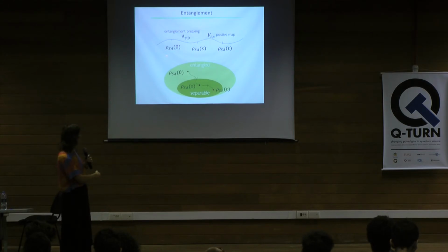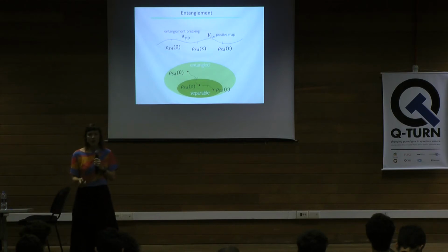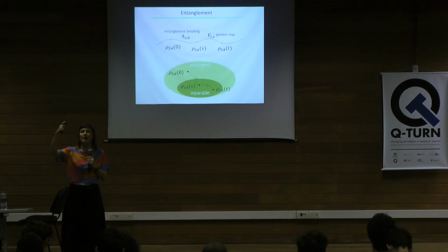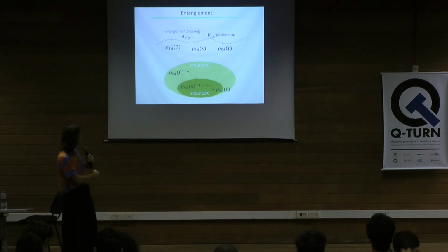So the first example: think about I start with a state that has some entanglement, and in the first step I have some entanglement breaking channel. If I start with any state with entanglement, I guarantee that I'm going from the entangled set to a separable set. And then in the second step, from time S to T, I have a positive map.